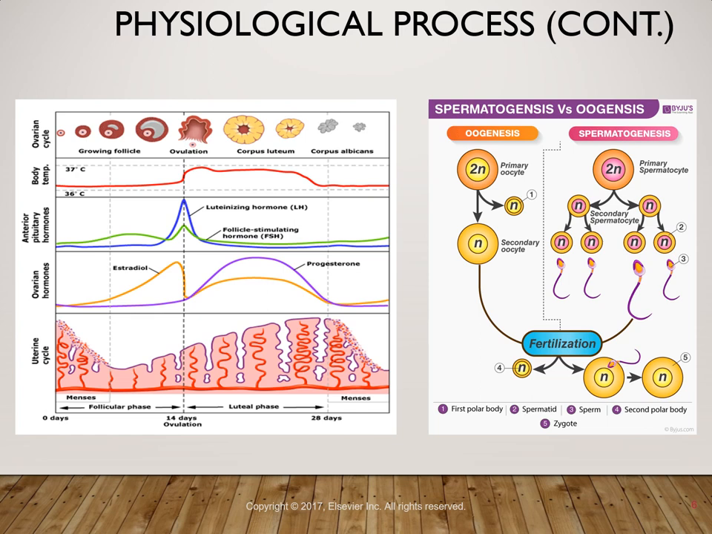Now, the progesterone is the result of what is called the corpus luteum. The follicle after ovulation becomes corpus luteum. And it's called corpus luteum because it has this kind of yellowish color on the surface of the ovary when we are looking at it, which is big at the beginning, continues to secrete progesterone, and involutes progressively.